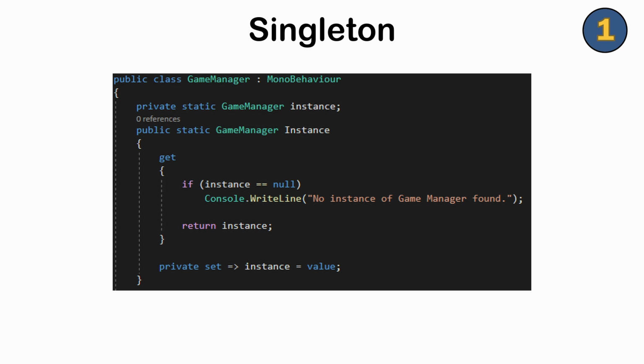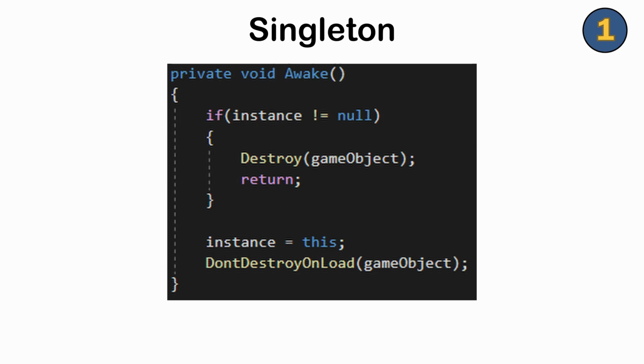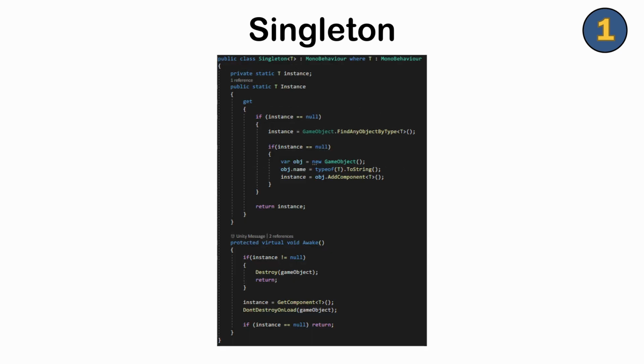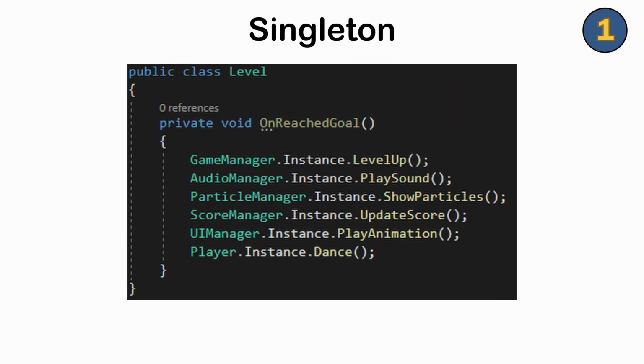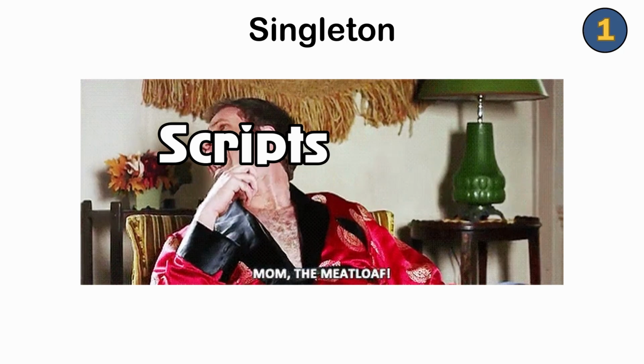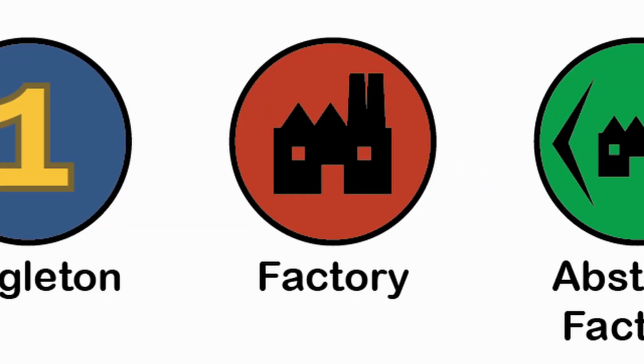The instance can be made into a property with a public getter and a private setter, and an optional backing field. If duplicates are possible, you might destroy the extra ones, or use a flag to ensure persistence. You can also use generics to make a base singleton class, and leverage inheritance to hide much of the boilerplate code. Overuse of singletons can lead to tight coupling, making it difficult to scale and test code as scripts become too dependent on them.